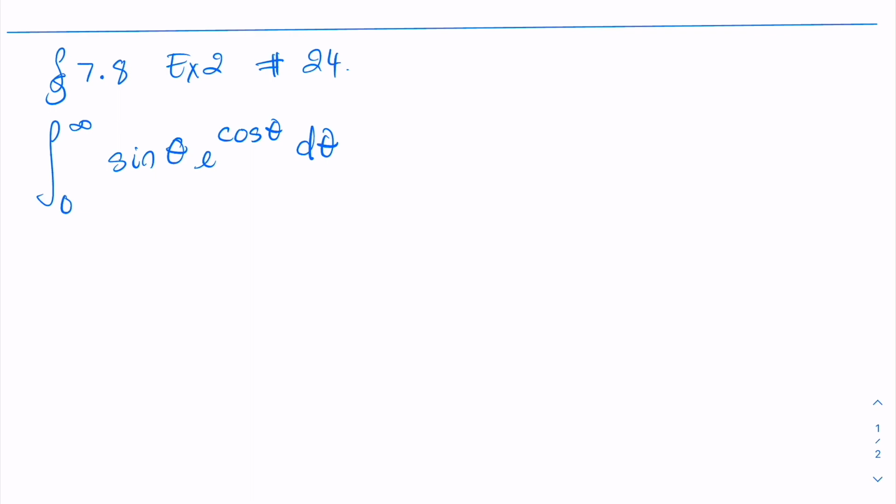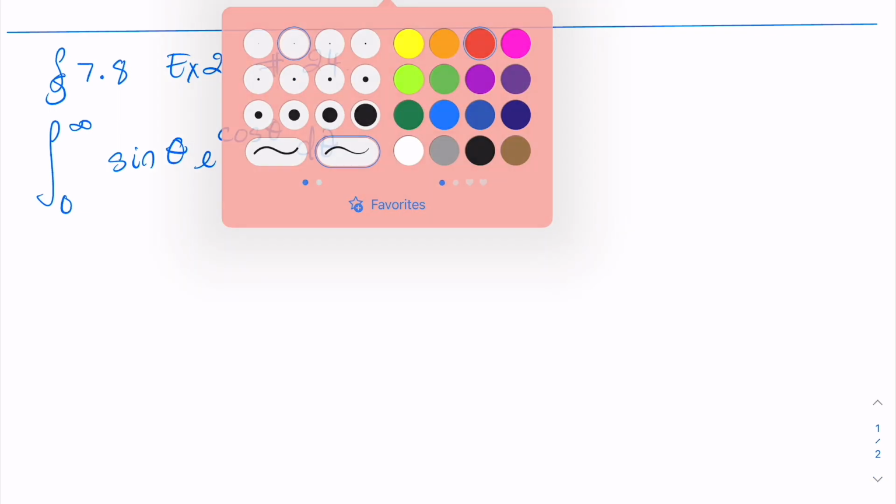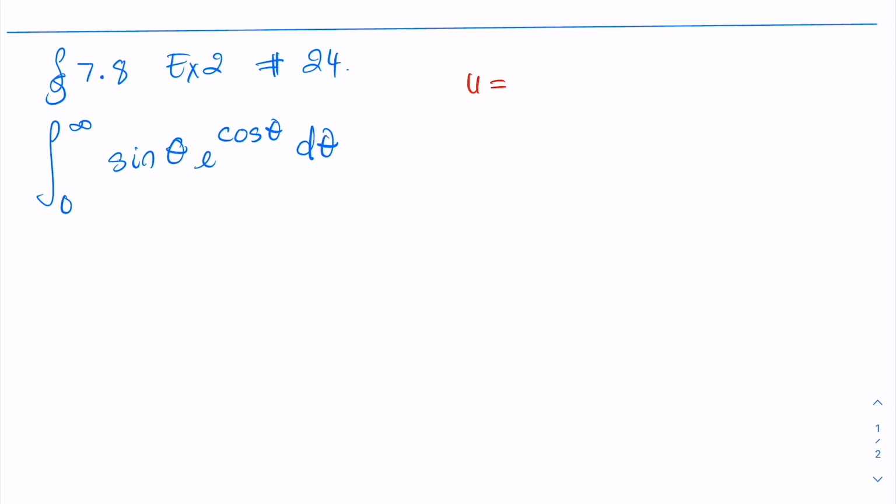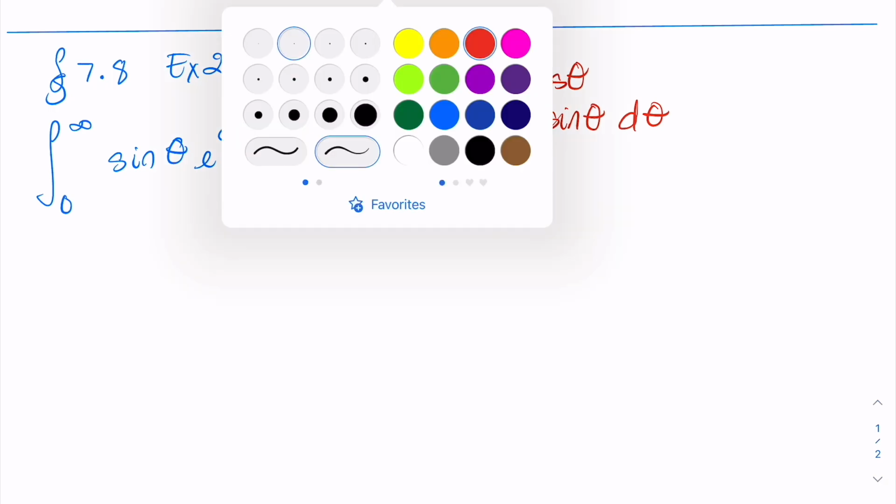For this problem, I'm going to let u be cosine of theta. Therefore, du is going to be negative sine theta. So you can see right here we have the sine theta, so we're just missing the negative here, d theta. Okay? So I'm not going to write out the u substitution. So you can see that we have the u substitution right there. So I'm just going to go straight into taking the limit here.